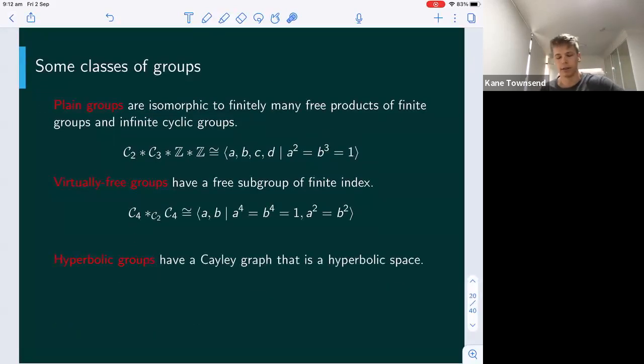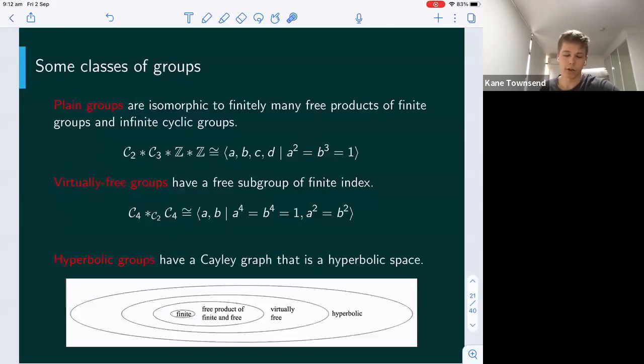And then an even bigger class of groups that we have are the hyperbolic groups. And they have a Cayley graph that is a hyperbolic space. And so to highlight the sort of containment of these classes of groups, you have the finite ones inside the plane groups, and then inside the virtually free, and then the hyperbolics containing all of them.